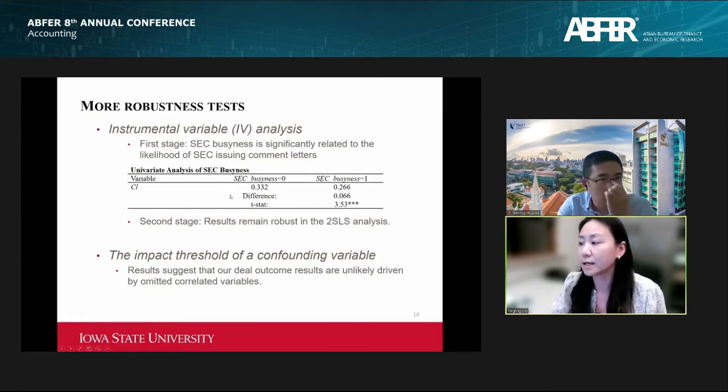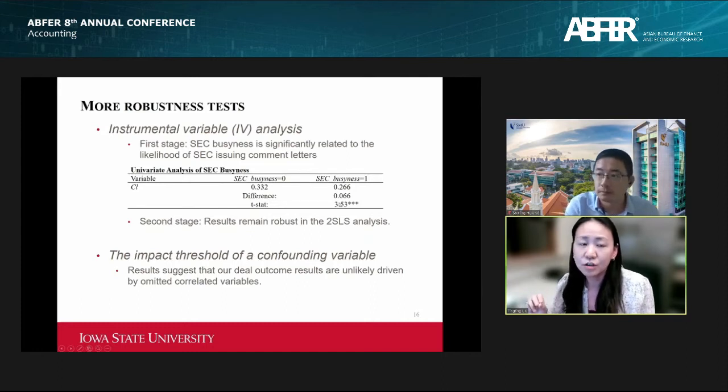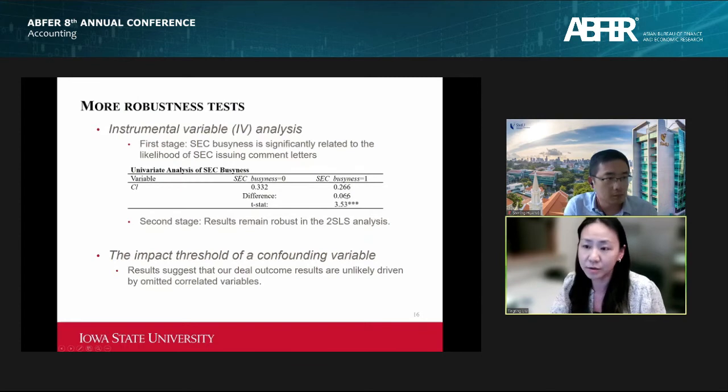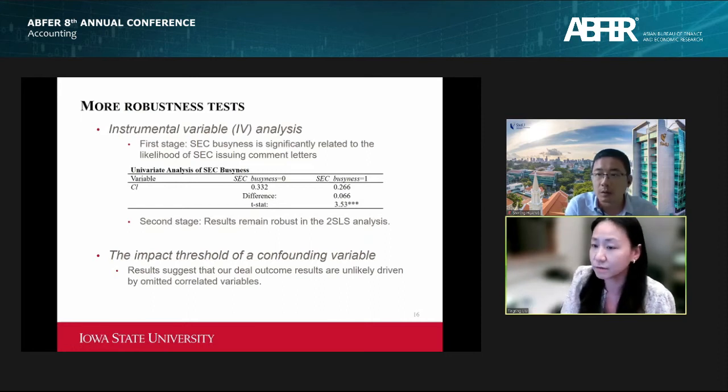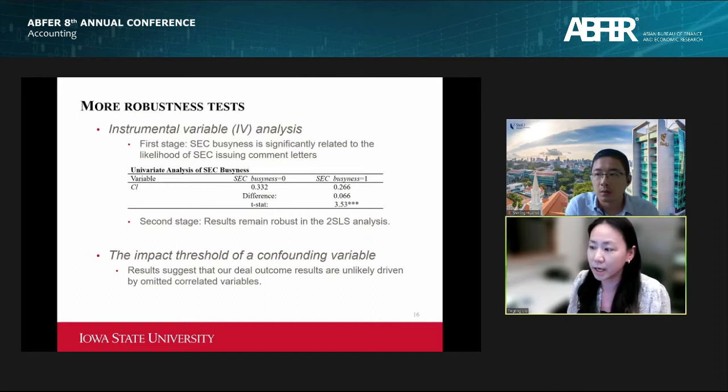So first we find that during the busy time, SEC in fact issues fewer comment letters. So not only is the comment letter quality lower, but they just issued fewer comment letters. During busy time, they issued letters for 26% of the deals, but in non-busy time, they issued for 33%. And that seems like a pretty good first stage association. Like the busyness affects the likelihood of getting a comment letter. Then we do the second stage and our results remain robust.